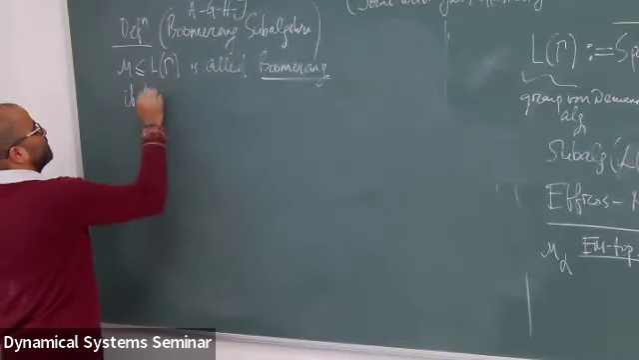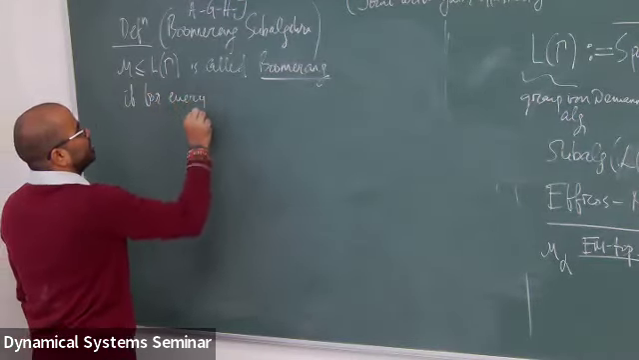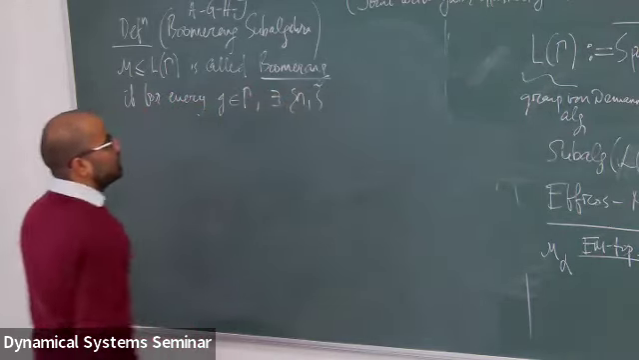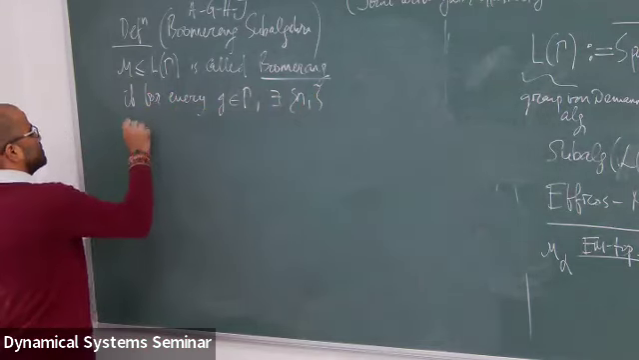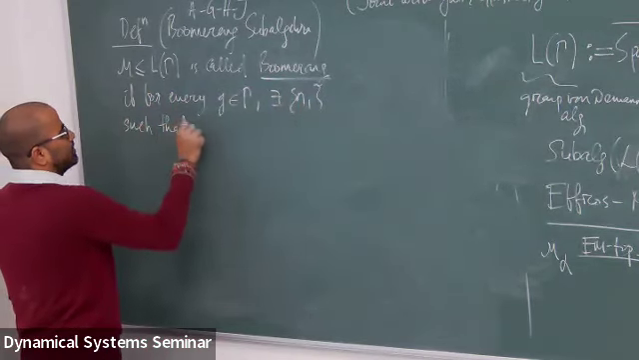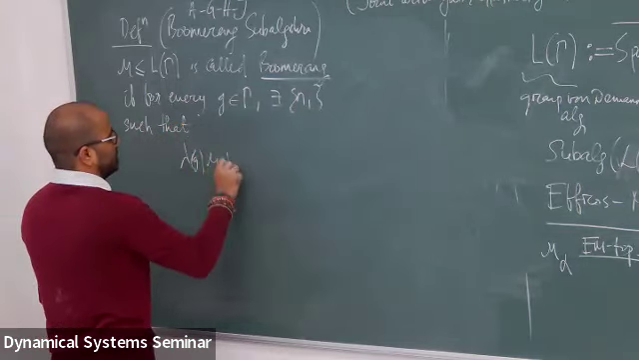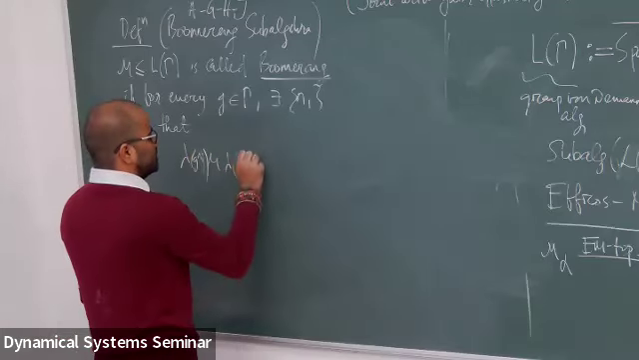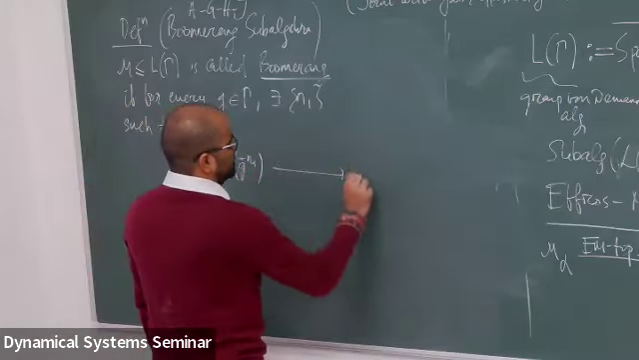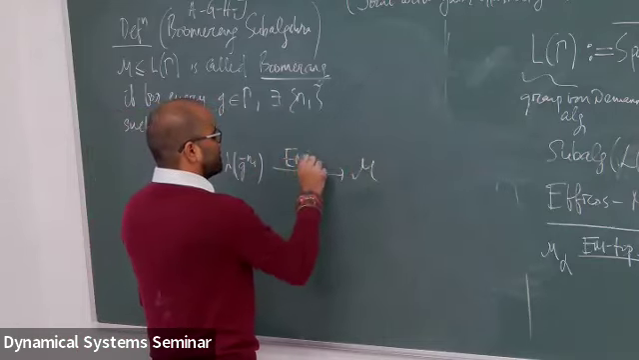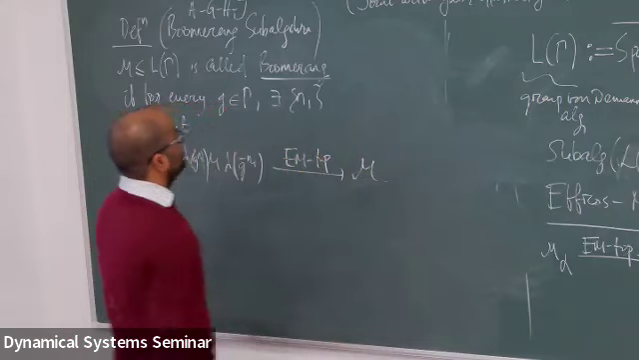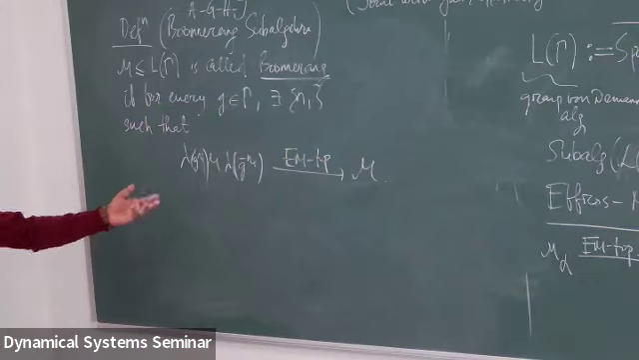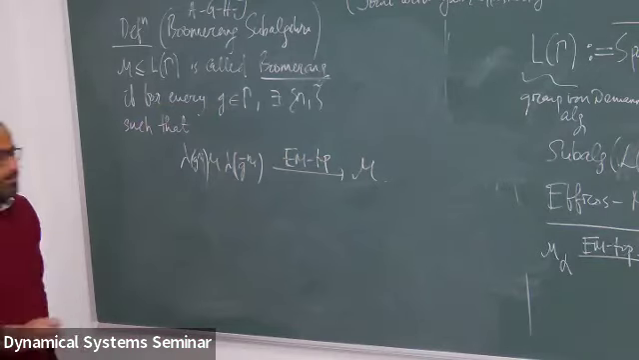if for every g in my group I can find some increasing sequence of natural numbers n_i such that lambda g to the n_i, M, g to the minus n_i converges to M in the IRS topology. So this is basically saying that this subalgebra M is a recurrent point for every group element.